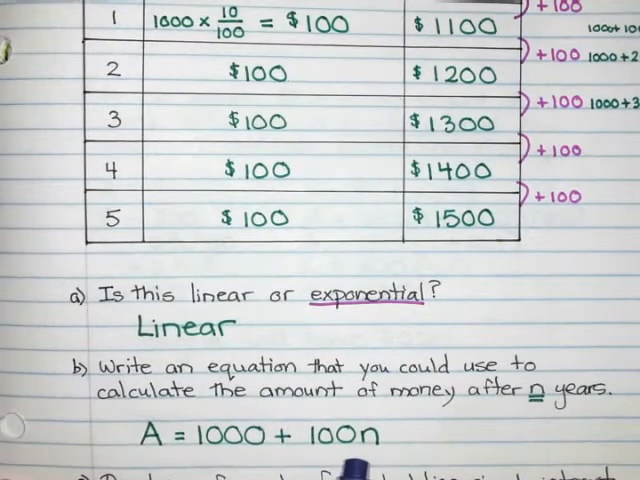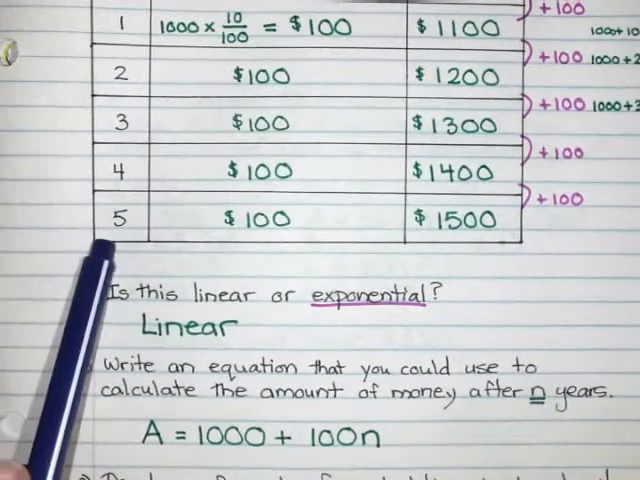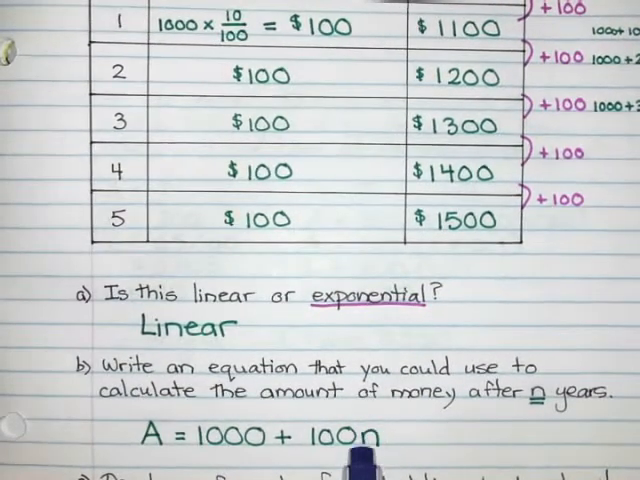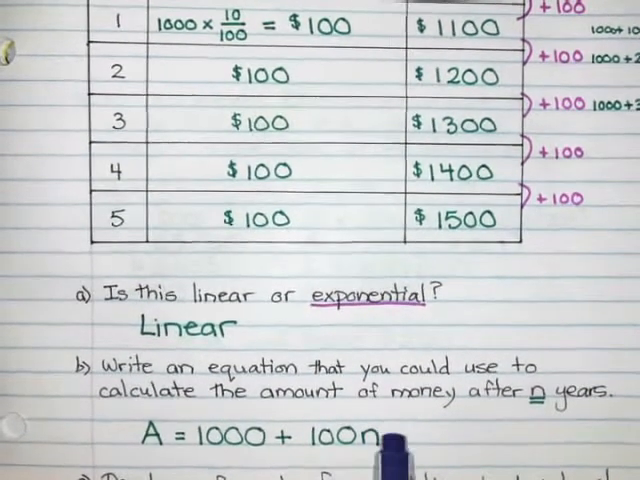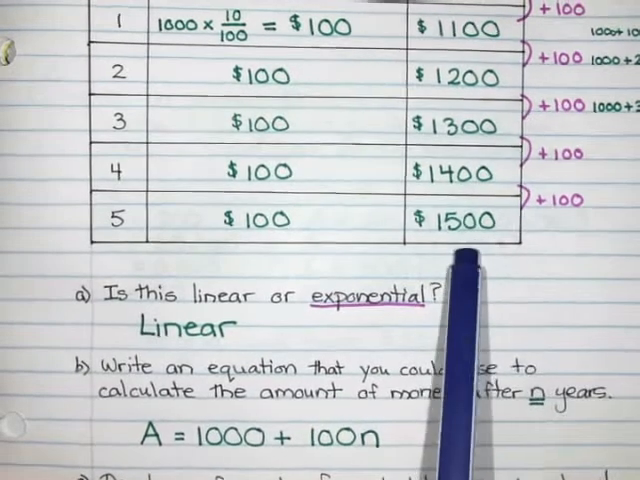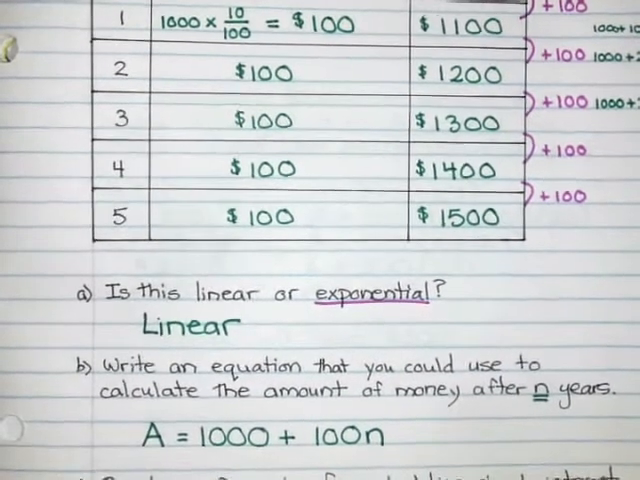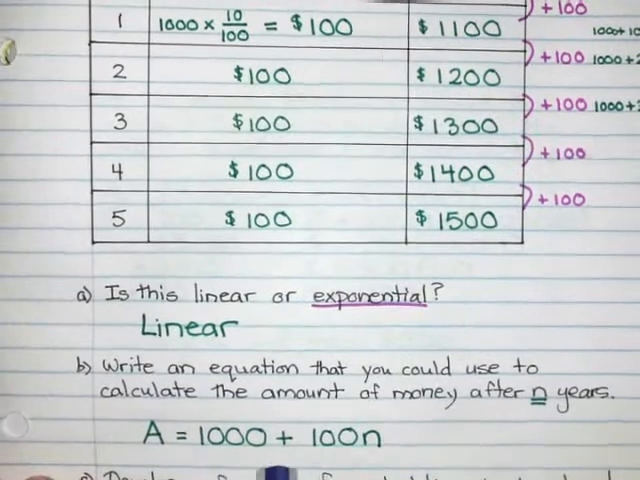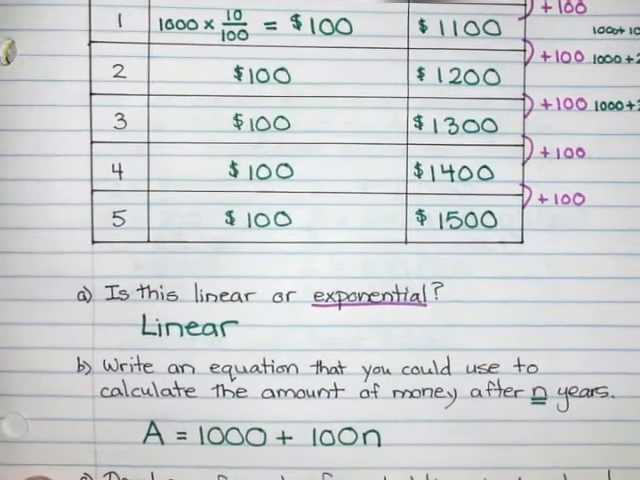If you want to check to see if this works, we could try year 5. You could put 5 in for n. 100 times 5 is 500, plus 1,000 is 1,500. So my equation actually does work. It's $1,000 to start plus $100 times the number of years.